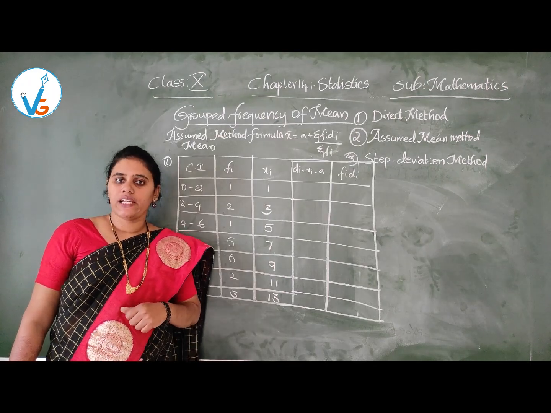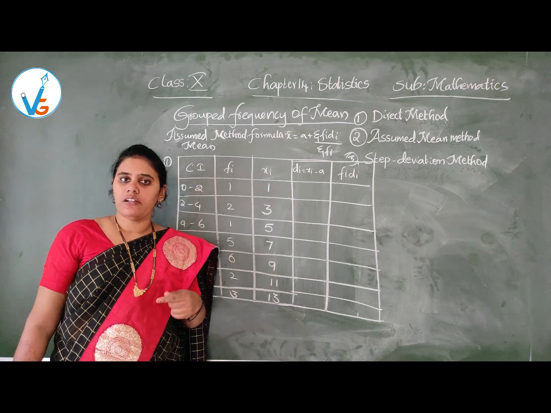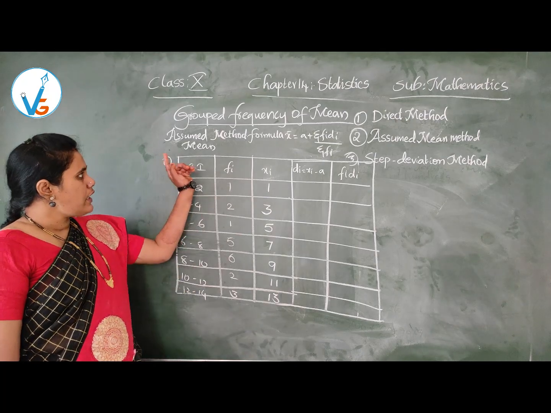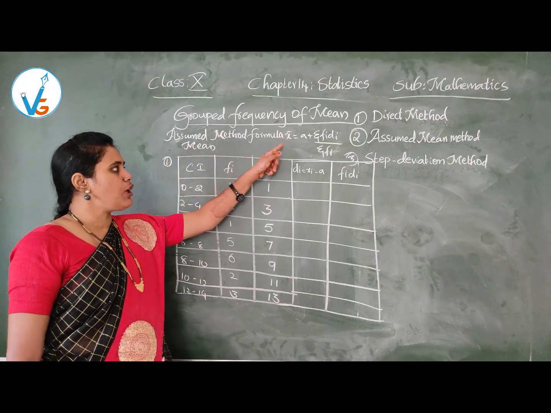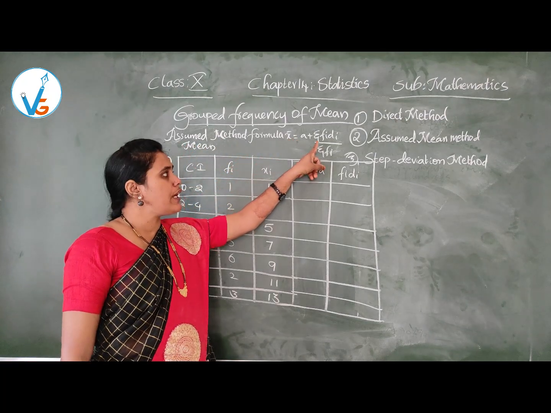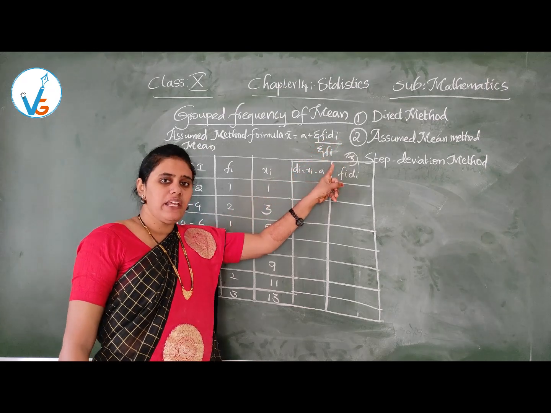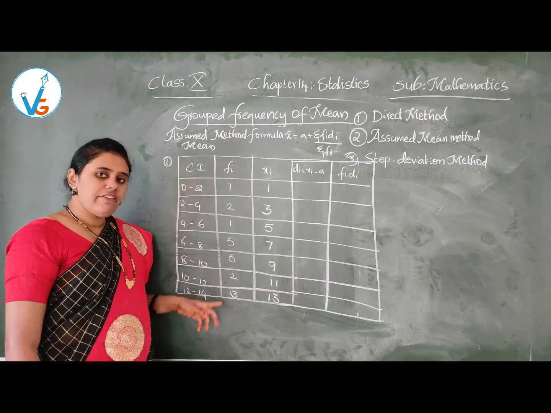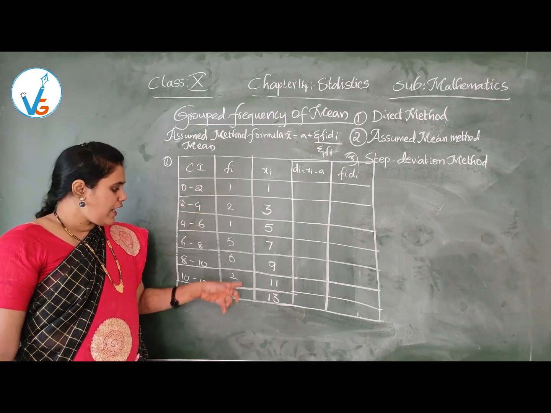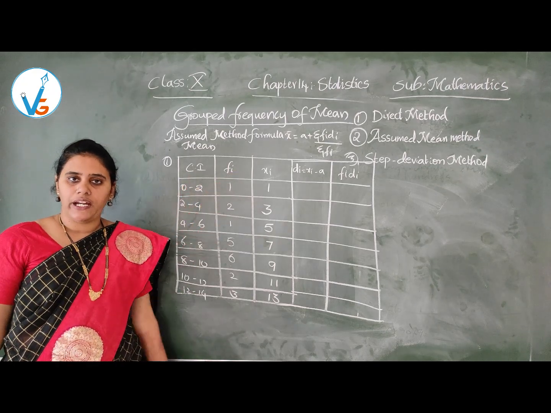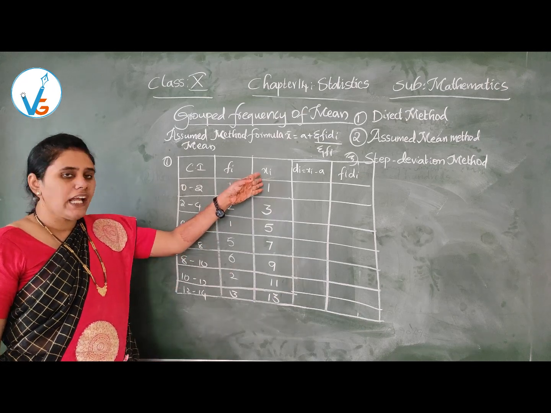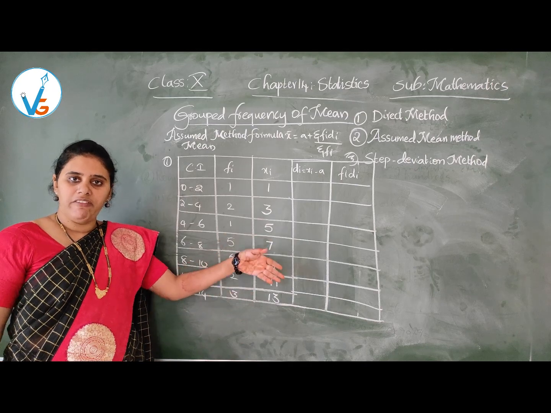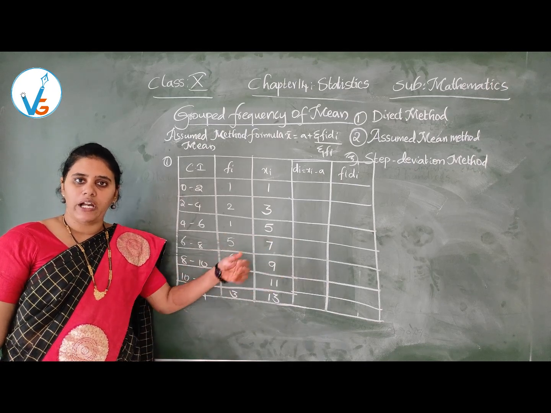Now here we will discuss our second method, which is the assumed mean method. Now you see here, the assumed mean method formula is x bar is equal to a plus sigma Fi di by sigma Fi. It is the formula given. So class intervals are there for you, and Fi you know from the textbook, you can write your Fi. Next, xi values are the mid values of your class intervals. In my previous problem I have explained how to write the xi.